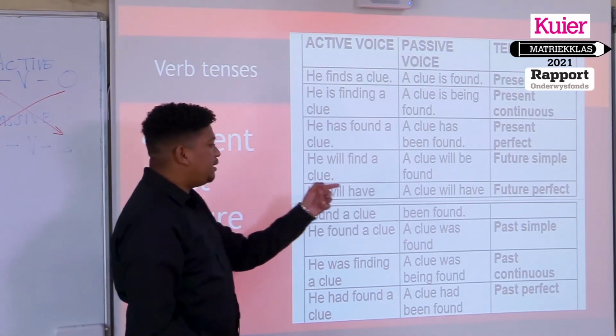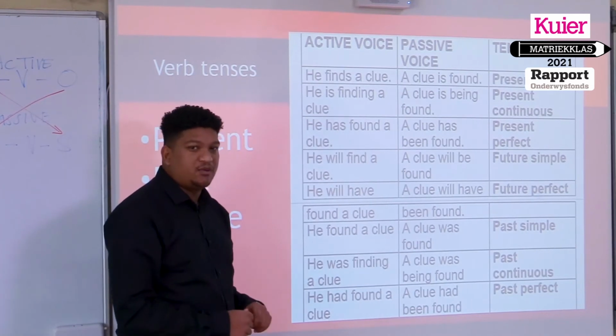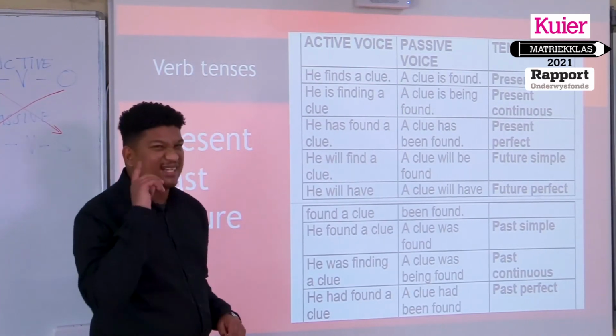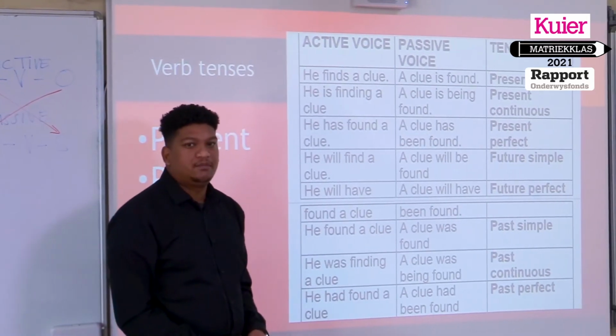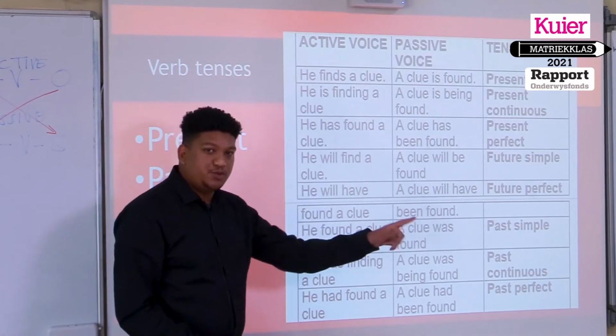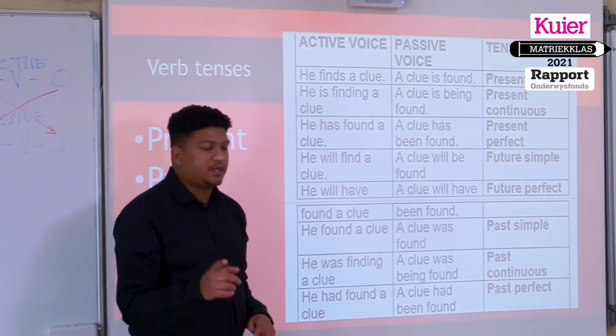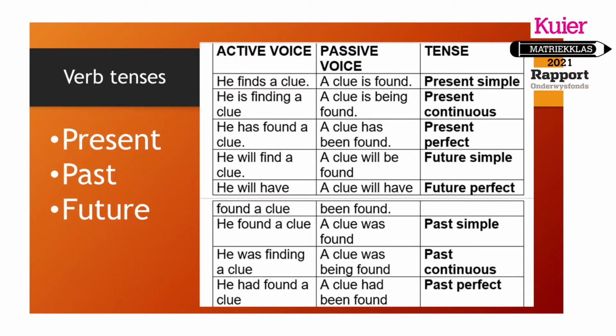But now future perfect tells us he will have found a clue. He will have found it. Okay? And I know that doesn't really make sense, eh? A clue will have been found by him. It will have been found because it's in the future tense, right? And it's perfect. And then we have the past tense. The past tense and the present tense are much easier basically than the future one, okay?